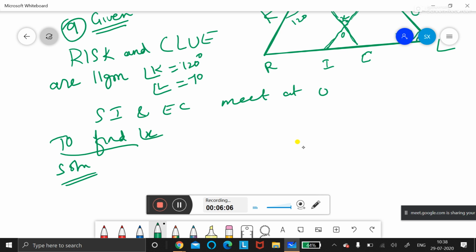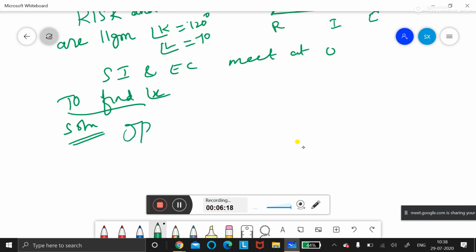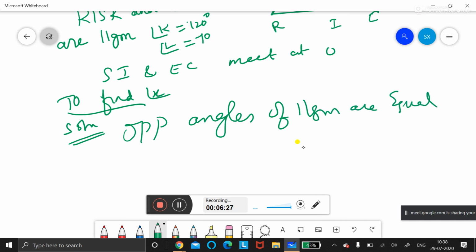I can't hear. Now tell, girls. I want girls to answer. Which property are we using? Priyanka, quickly. Opposite angles of a parallelogram are equal. We will use this property. This carries 1 mark.